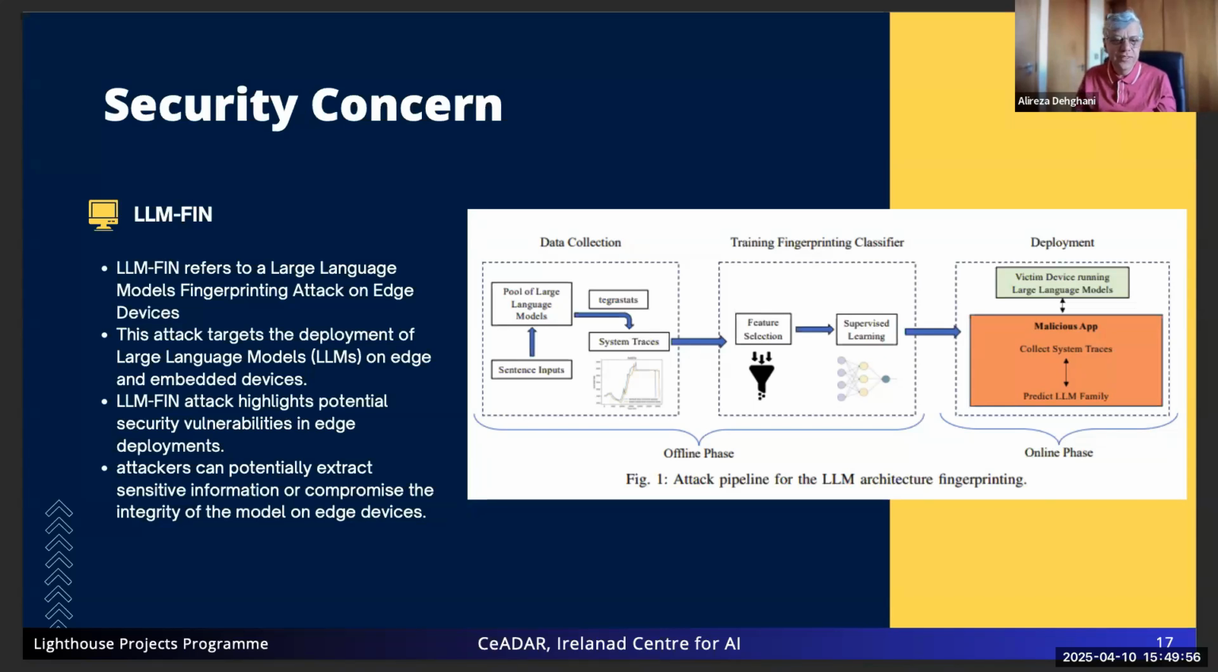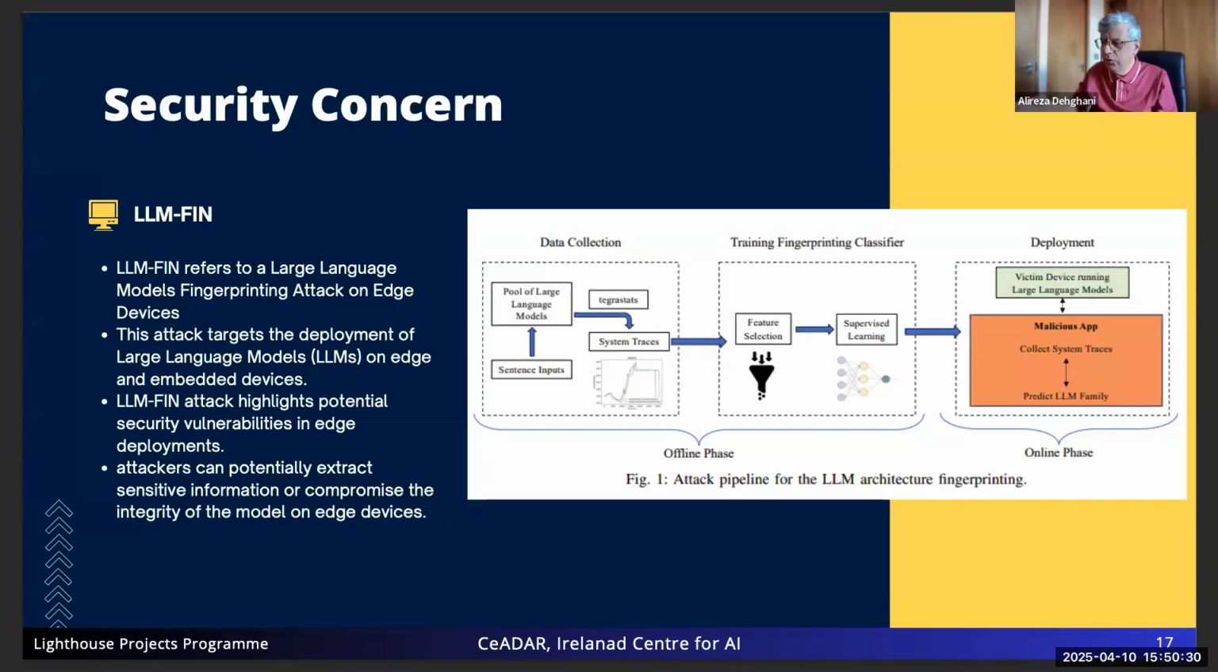So LLM Fin is a way for a malicious app to secretly find out what kind of AI model is running on the device. So that's what it does, right? So how the model was trained. Using this, you can understand how the model was trained, and maybe even steal information or manipulate how the model behaves. So this is an opportunity for developers to understand, to benchmark, to measure how secure the application they develop is.